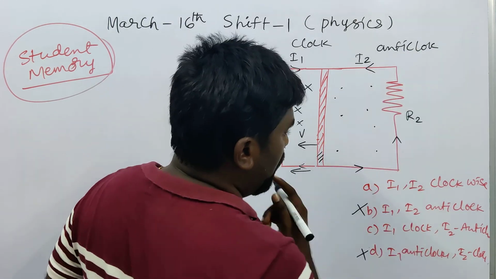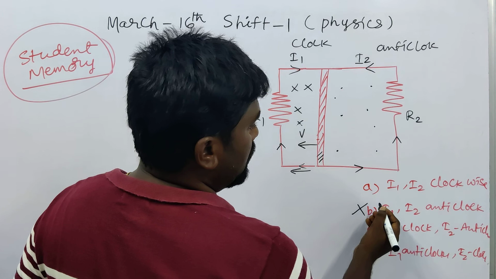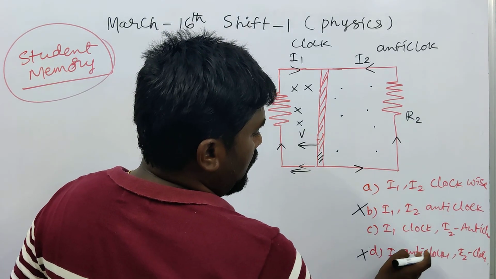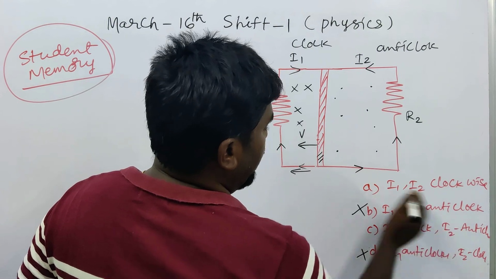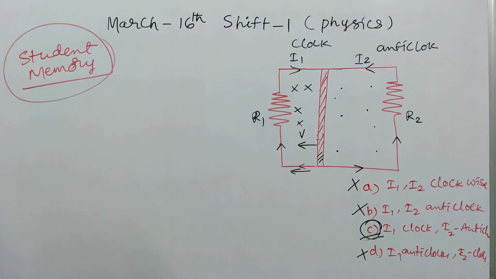So the option I1, I2 both clockwise is the wrong answer. I1 clock, I2 anti-clock is wrong. This is the only right answer: I1 is clockwise, I2 is anti-clockwise. So this is only a memory and intellectual question, which is theory based.